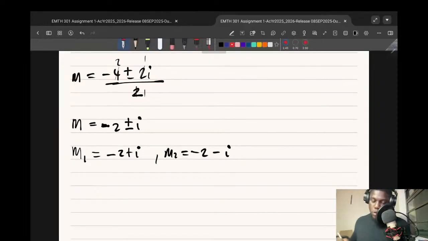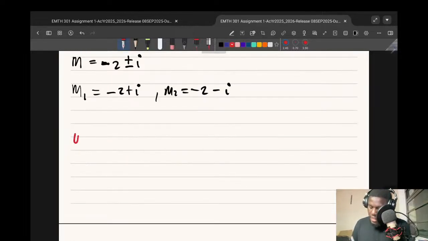Now, what type of solutions are these? They're going to be complex. So if they're complex solutions, what did we say your y is? That is what we spent a lot of time doing. y is going to be e to the alpha x. What is the alpha? The number. So it is e to the negative 2x.